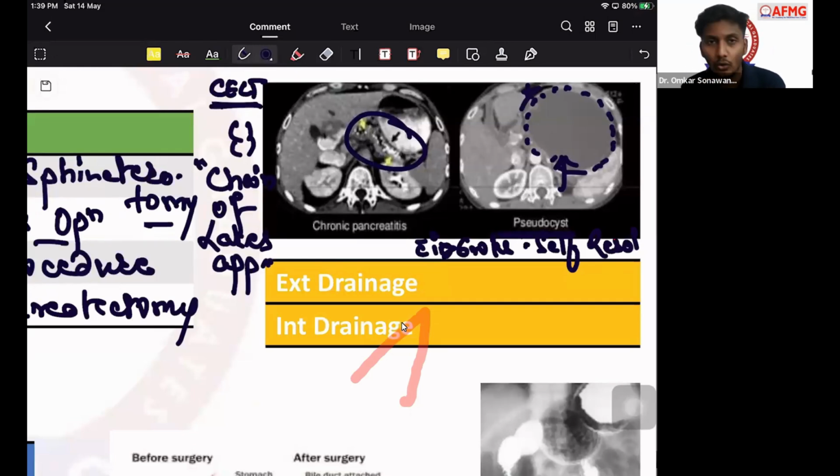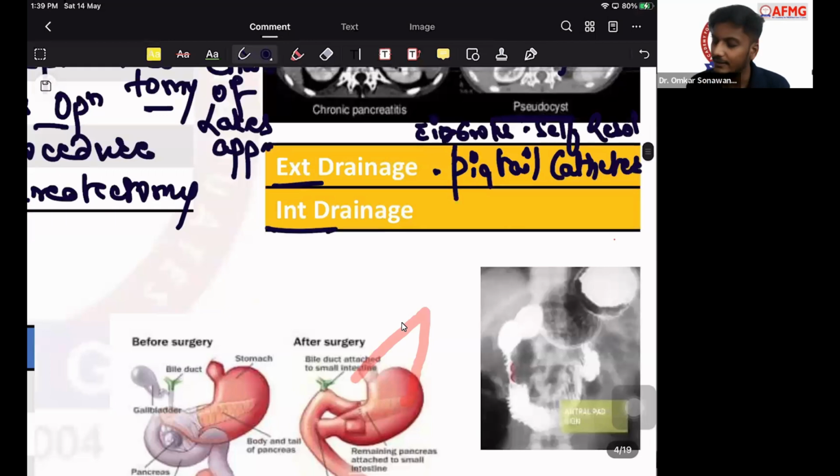External drainage can be done, and external drainage is done with a catheter known as a pigtail catheter, or an internal drainage procedure can be done. And this internal drainage procedure can be a cystogastrostomy. You can open up the cyst into the stomach.